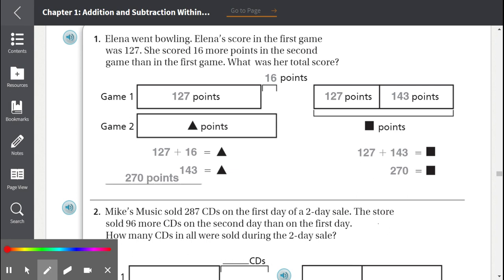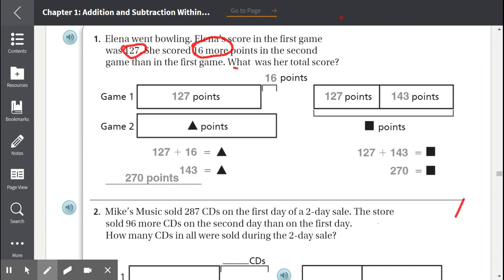So let's circle our important numbers and keywords. We know she scored 127 points in the first game, and it's right here in this bar model. And she scored 16 more points in the second game than she did the first game. They don't tell us how much she scored in the second game, but they told us that she scored 16 more than she did in the first game.